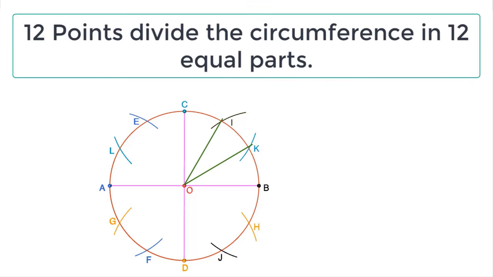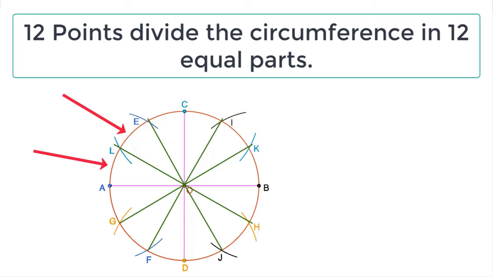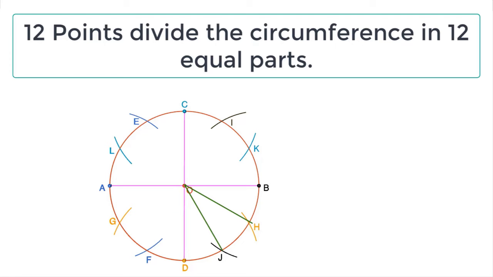We get 12 points A, B, C, D up to L. That means we have divided the circumference of the whole circle into equal parts, and these parts are like AL, LE, these are the segments of the whole circle. LE is the arc, EC is another part of the circle, that is arc. So this way we can divide the circumference of a circle with the help of compass and scale into 12 equal parts.